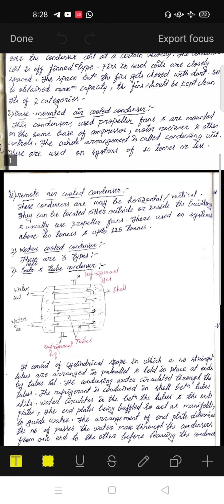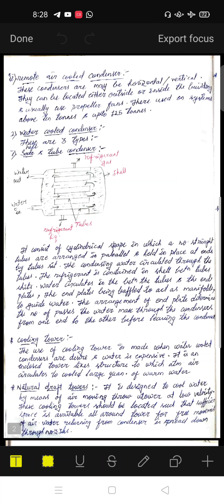Okay, so next one is the remote air cooled condenser. These condensers may be horizontal or vertical type. They can be located either outside or inside the building and usually use propeller fans. They are used on systems above 10 tons and up to 125 tons.